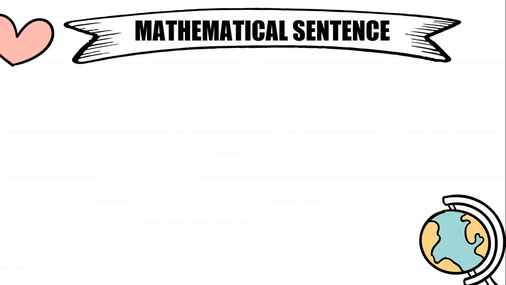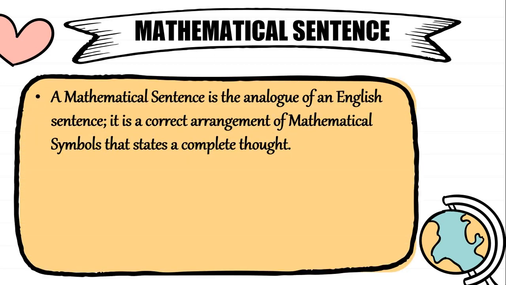Okay, so let's continue. What next is the mathematical sentence. What is a mathematical sentence? A mathematical sentence is the analog of an English sentence. It is a correct arrangement of mathematical symbols that states a complete thought. Just like English sentences, which should have a complete thought to be considered a sentence, a mathematical statement should also contain a complete thought.